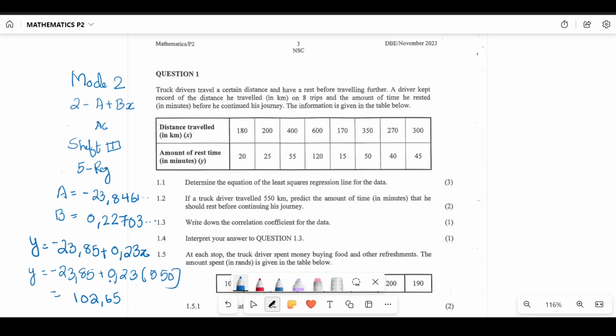Now 1.3, write down the correlation coefficient for the data. While the data is still in the calculator, you can again go to shift 1, go to 5 for regression and choose number 3 for the correlation coefficient, which will give you r equal to 0,98 rounded off to 2 decimal places. Now interpret your answer to 1.3.